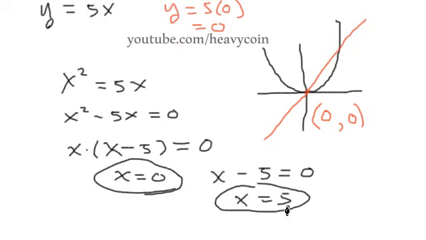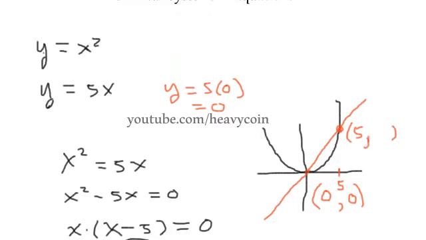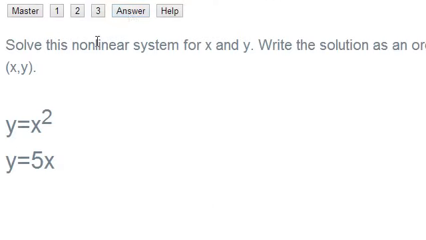Then we would look at the other x value, which is x is equal to 5. So this must have been 5 here on the x-axis. To find out what our y value, our second coordinate, is going to be, we would just plug 5 in. It doesn't matter which one we plug this into. So 5 squared is 25, or 5 times 5 is 25. So there's our two solutions, and that's where the two graphs intersect. Okay, so let's look at another one. Actually, I'll come here, click on answer, and we get (0, 0) and (5, 25) as our two ordered pairs.